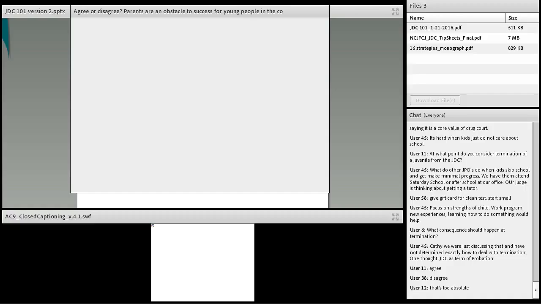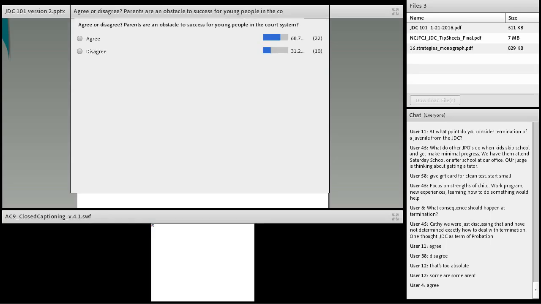All right, and it seems like the poll's coming up with a lot of folks that are agreeing that parents can be an obstacle, and some folks are disagreeing. And I bet, yep, Pauline, I was going to say you did exactly what I was going to say. As I said, I bet some people said sometimes or maybe. Yeah, there's no definitive absolute for this question.